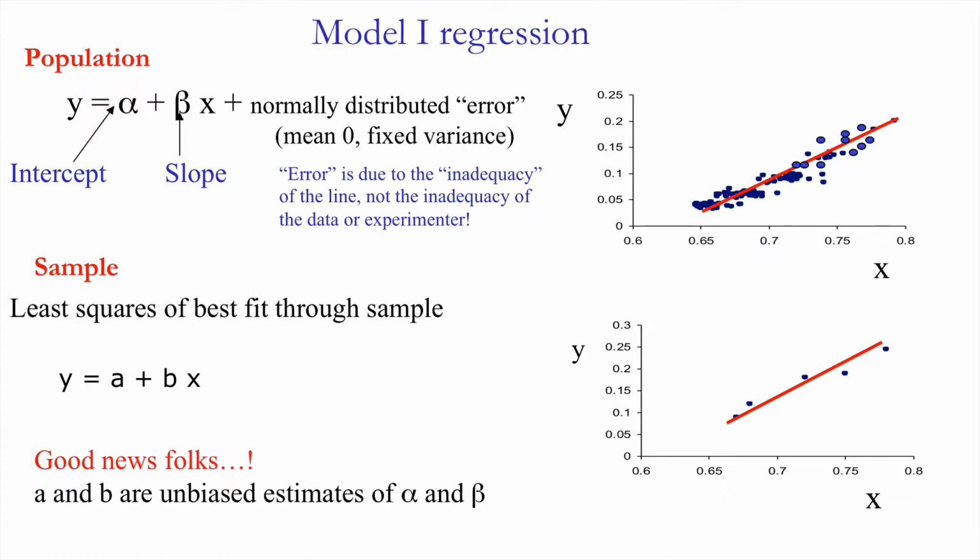Well, there's some good news. If we define the line of best fit in terms of one which minimizes sums of squares of deviations, then because we're prepared to assume normally distributed error, it turns out that A and B are unbiased estimates of the coefficients alpha and beta, which is great.